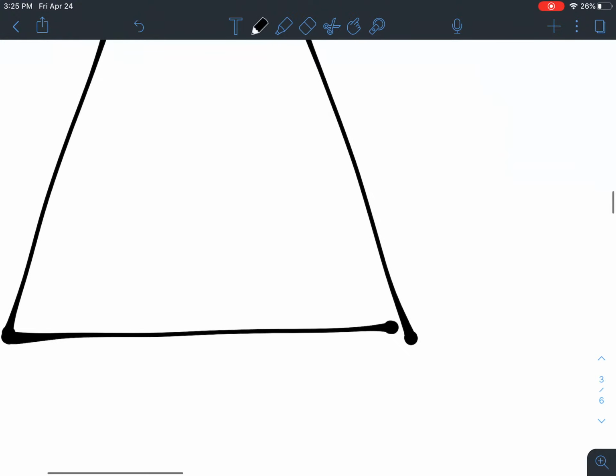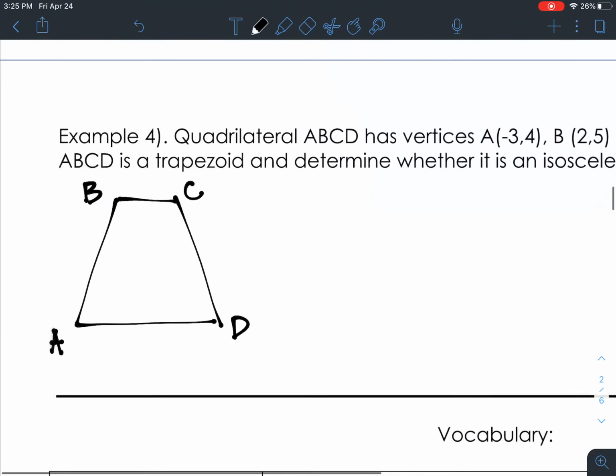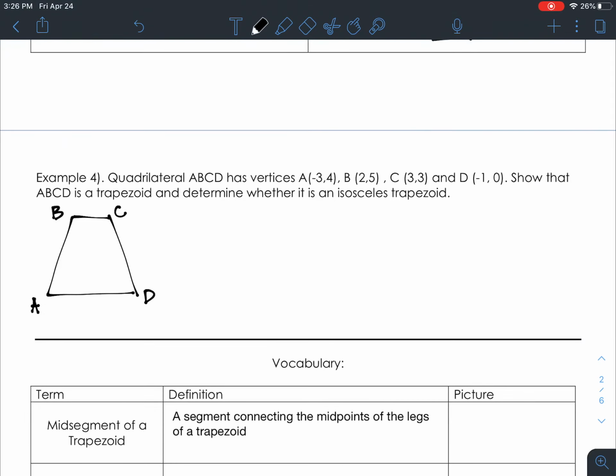Now, the way that I drew it was that BC and AD are the bases. That's not necessarily true, that's just how I labeled it. So really, AB could be a base and same with CD. It's just how I sketched it. We're just trying to visualize. So what would we do here in order to determine if it is a trapezoid? Well, what's the definition? The definition is that it has to have exactly one pair of parallel sides.